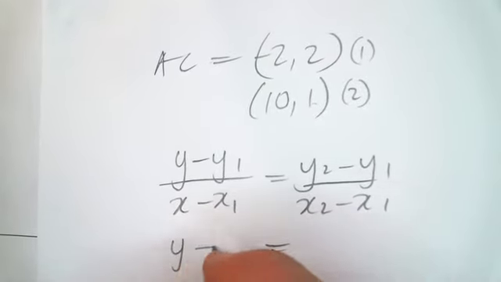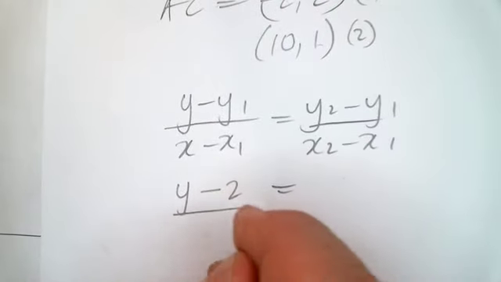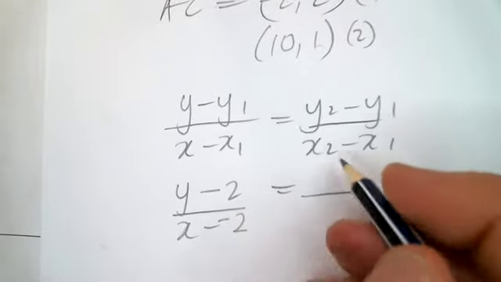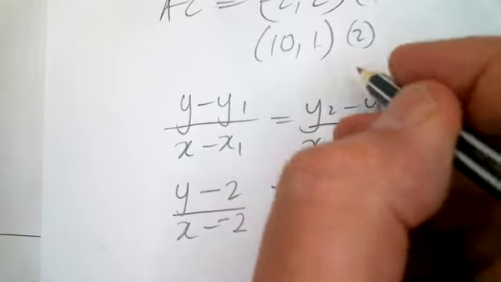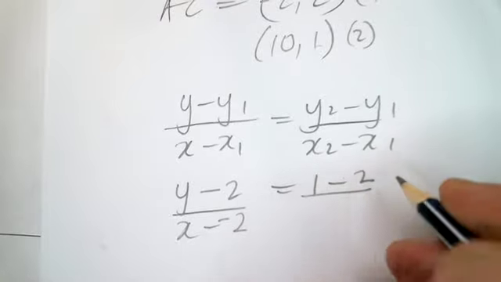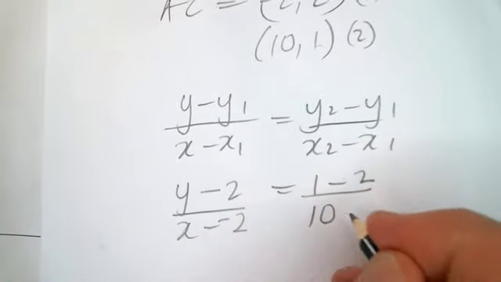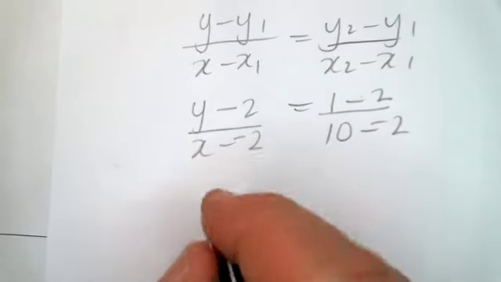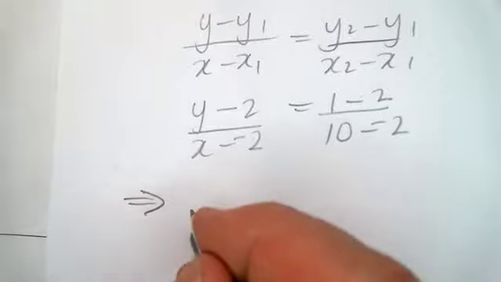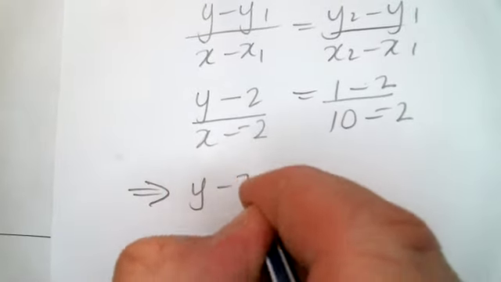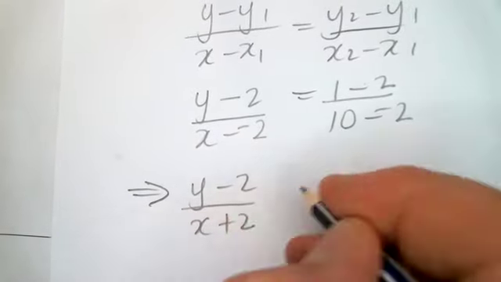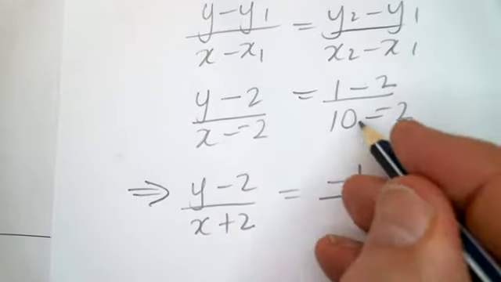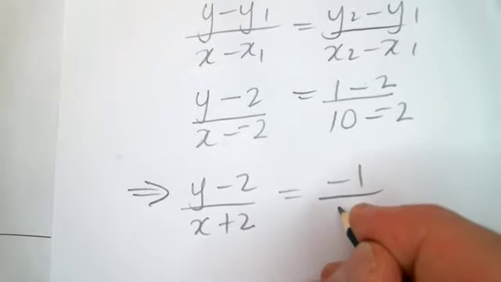So I've got y minus y1, which is 2, over x minus x1, well, x1 is going to be -2, is equal to, well, y2 is 1, y1 is 2, over x2, well, x2 is 10, and x1 is -2. So where do I end up there? Let's just make this nice and simple. That implies that y minus 2 over x plus 2 is 1 minus 2, which is -1, over 10 plus 2, which is going to be 12.